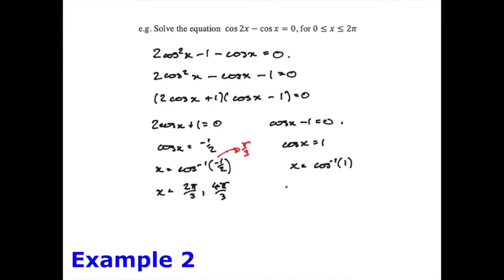Oh, remember that cosine starts at 1, so it's 0, and it's every 2 pi. So our final answer is 0, 2 pi on 3, 4 pi on 3, and 2 pi. Okay, that's one method.